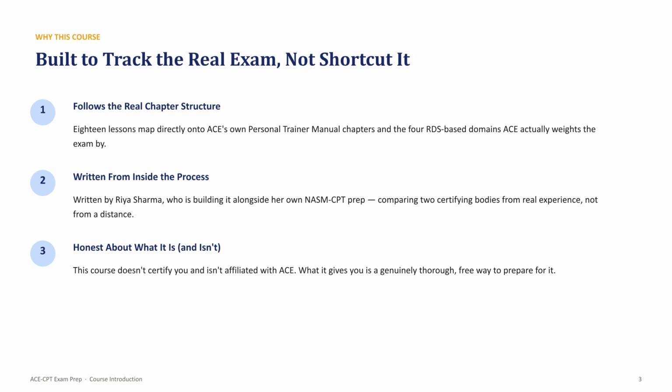Second, it's written from inside the process. This course is written by Riya Sharma, who is building it alongside her own NASM CPT prep, comparing how 2 different certifying bodies approach the same profession, from real experience, not from a distance. And third, it's honest about what it is and what it isn't. This course does not certify you, and it isn't affiliated with ACE. No independent site can replace the real exam. What it does give you is a genuinely thorough, free way to prepare for it.